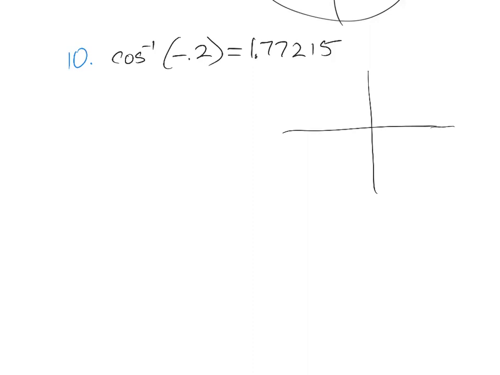When x is negative, we're in the second quadrant for arc cosine. We're not in the third quadrant, okay? And it's negative 0.2, all right? So if this is negative 1, negative 0.2 is about right here. So 1, 2, 3, 4, 5, 6, 7, 8, 9, 10. So 0.2 is right here. So if you drew your unit circle, okay, then the radian measurement is this piece right here. Okay, so 1.77.